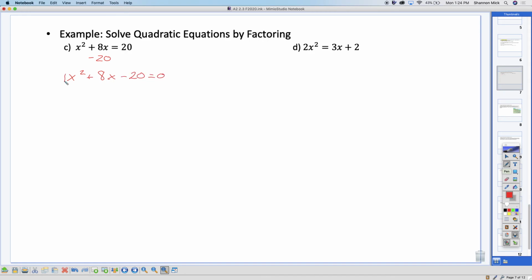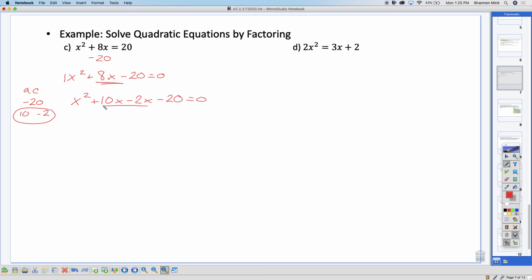So a is 1. The first thing I do every single time is do AC, correct? So a times c is negative 20. I need the factors of 20 that have a difference of 8: positive 10 and negative 2. Do you want me to do the whole factoring by grouping or just put them into factors? Factoring by grouping. Okay, so I have x squared plus 10x minus 2x minus 20.